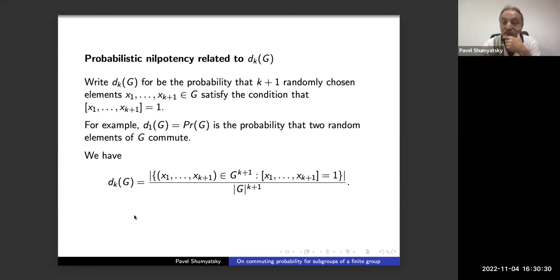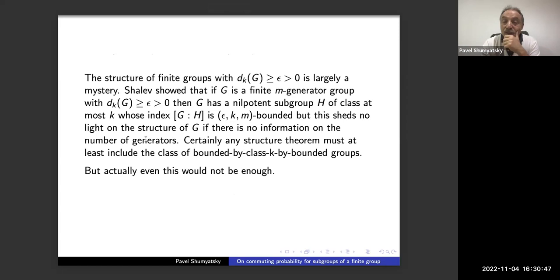In general, we have an obvious formula for how to compute it, but it's a mystery what the structure is of finite groups with given parameter D sub k of G. Actually, if we know the number of generators for the group G, then we have a very satisfying result due to Shalev, who proved that if G is a finite m-generator group in which D sub k is at least epsilon, then G has a nilpotent subgroup H of class at most k, whose index is bounded. But this sheds no light on the structure of G if there is no information on the number of generators.